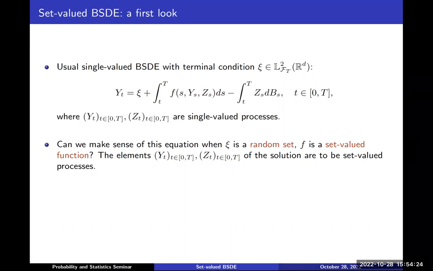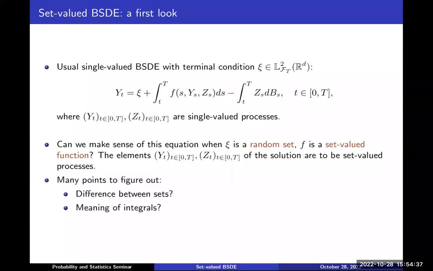And so far, I have no idea about this part. This part is a bit tricky, but let's hope that Z will be a set-valued process too. And we'll see later that this won't be the case. Also, another point is that we have a minus sign here. Can we make sense of it?